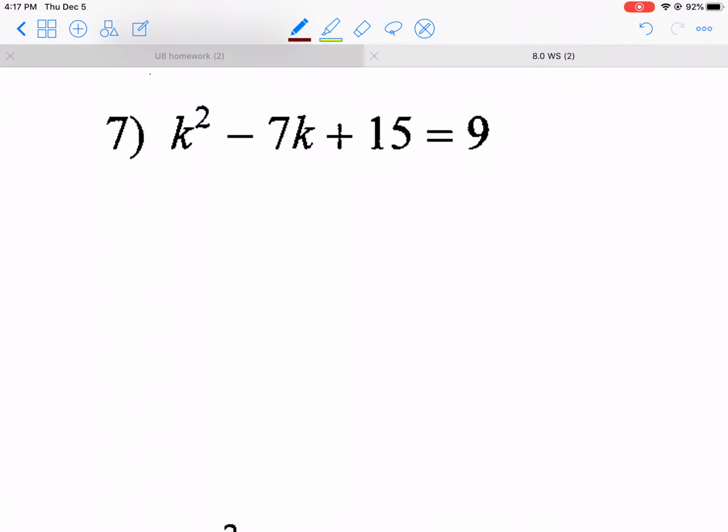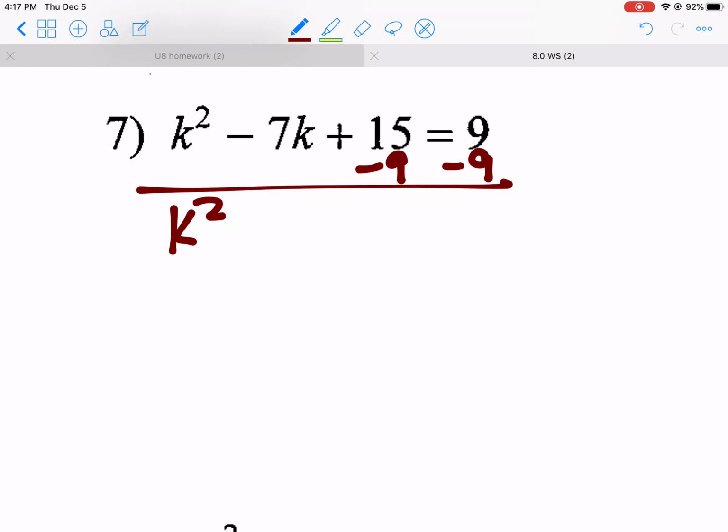Before we begin identifying A, B, and C here, we need to put this in standard form. Can you see what about this makes it so that it's not in standard form? It's the equals 9. We need this to be equal to 0, and then we're in good shape. So let's subtract 9 from both sides. We'll have k squared minus 7k plus 6 equals 0.